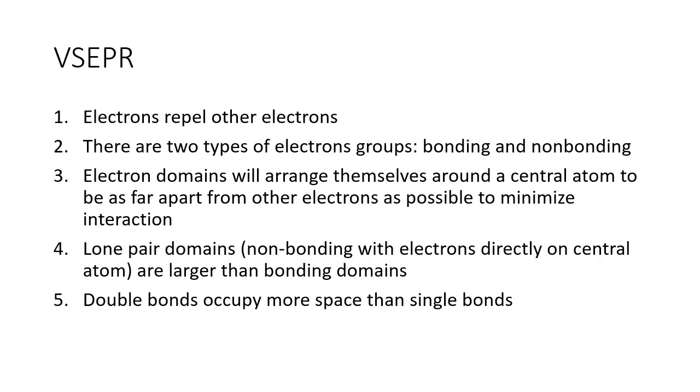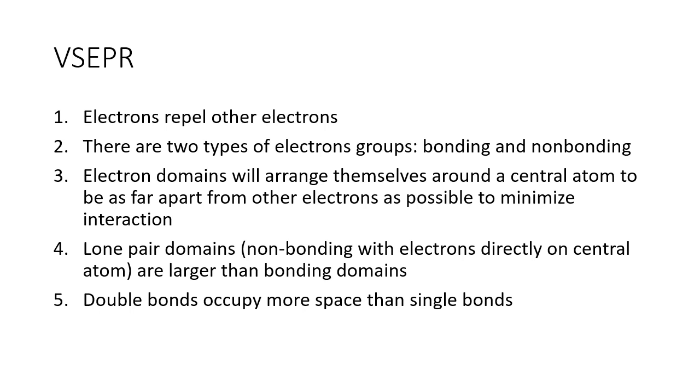Vsepr makes 5 basic assumptions. These assumptions almost always work when determining the shape of molecules, which is why we teach the theory. So first, electrons repel other electrons. This assumption is fairly safe and extremely well documented. Second, there are 2 types of electron groups, bonding and non-bonding. We'll get into more of that on the next slide, but in general, as a concept, some electrons on an atom will bond, others will not.